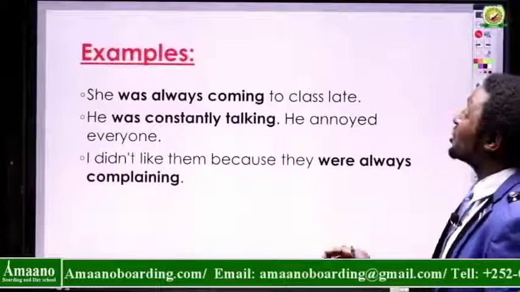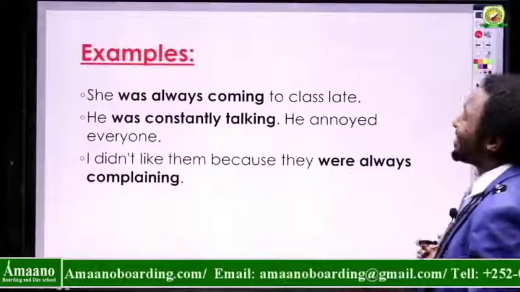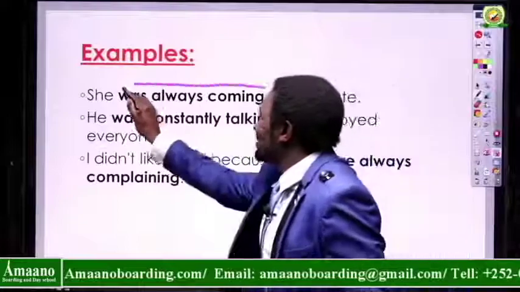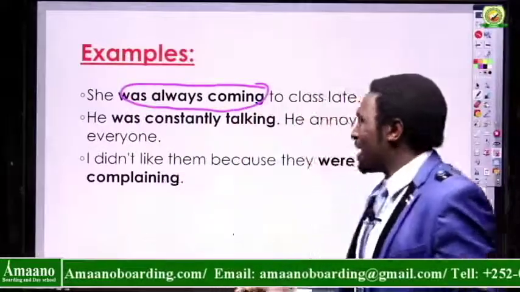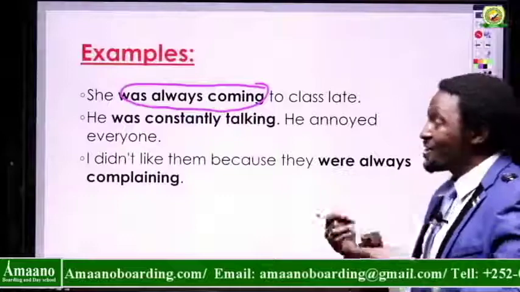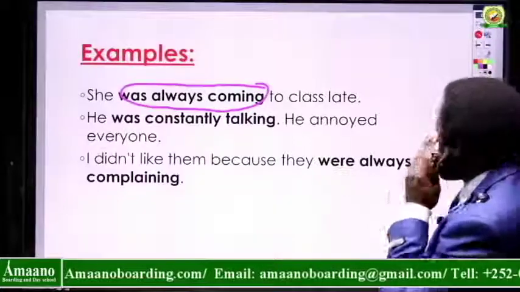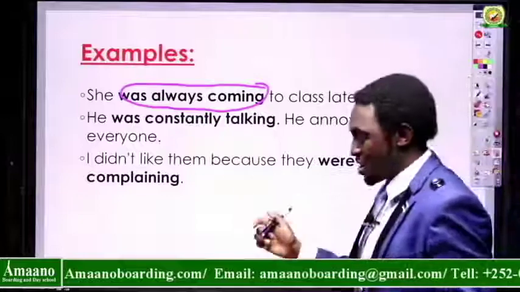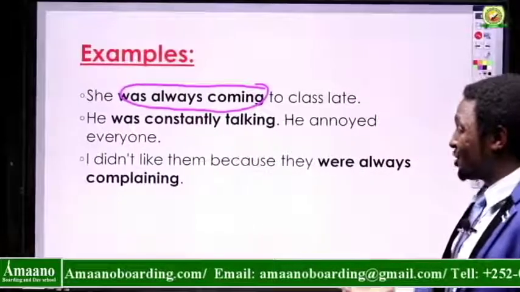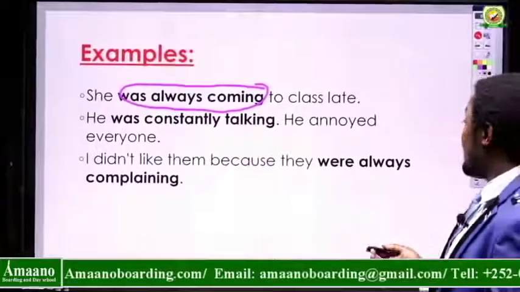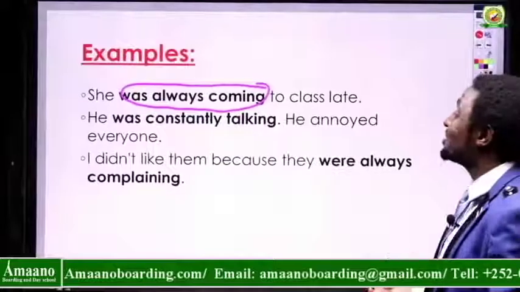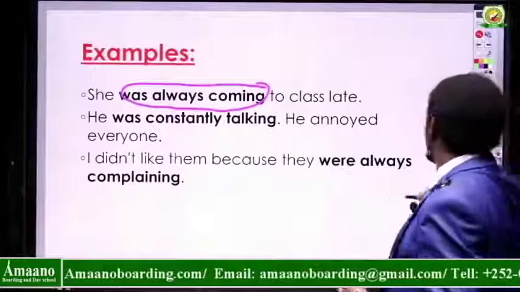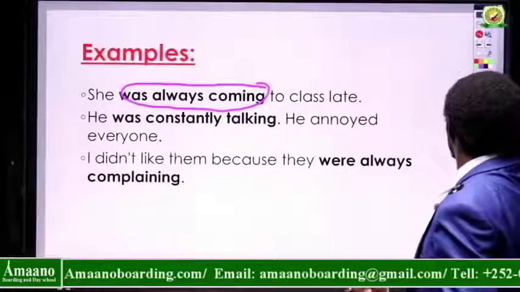For example, she was always coming to class late. You see, that is something irritating because she's coming to class when it is late, and maybe the teacher is already teaching, she's disrupting. That is irritating. He was constantly talking. He annoyed everyone. That again shows irritation. I didn't like them because they were always complaining. Again, an irritating situation.